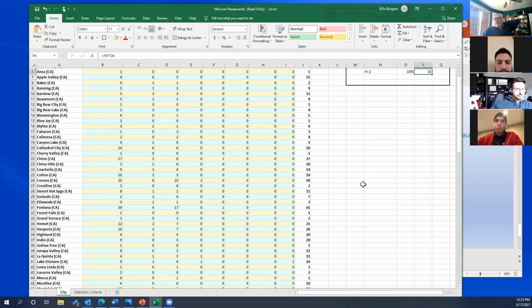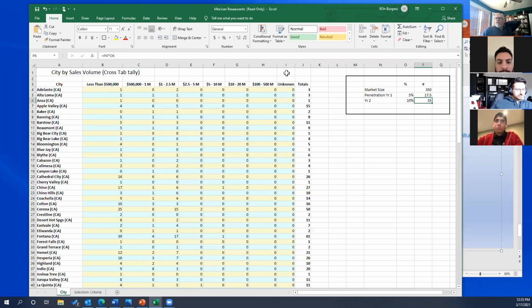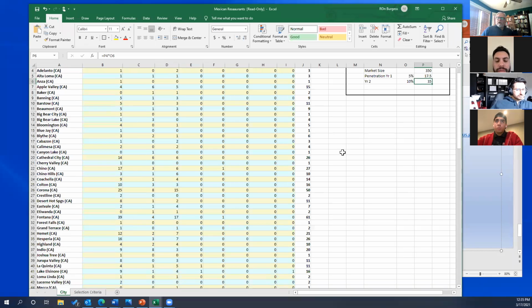And then the next step is after you take a look. Let's see, is that one of my steps over here? Yeah, we want to build the market penetration estimates, which we did. And then what we want to do is take a look at break-even analysis. We're not going to cover that because we've done that two or three times recently.